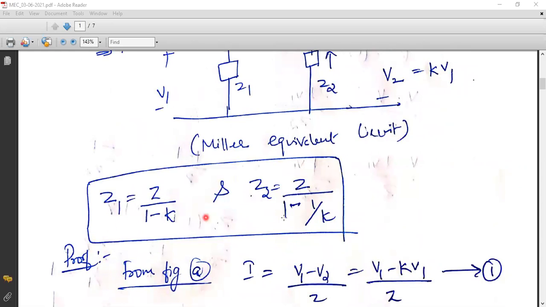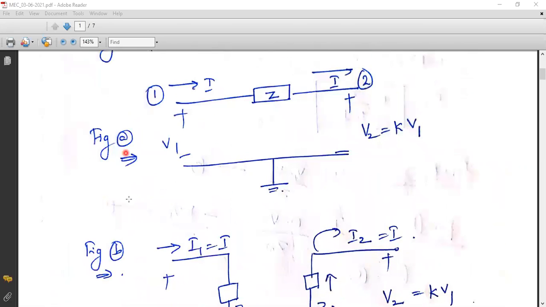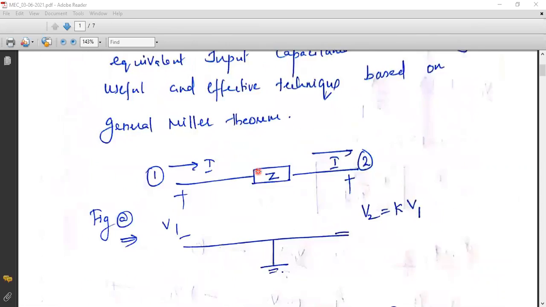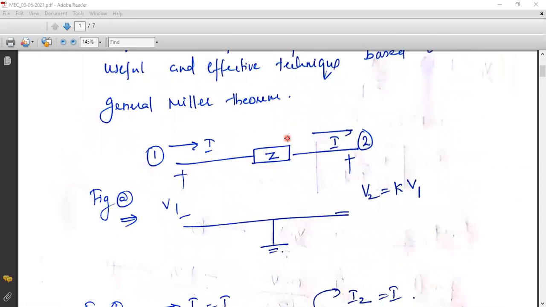So how to derive these two equations? First, we will try to derive this equation. So for that, let me name these two figures as figure A and figure B. First, we will see what is figure A, and according to figure A, I will write the equation for capital I. Current I is flowing through this impedance, which can be written as the potential difference divided by resistance. Now tell me the equation for I as per this figure A.